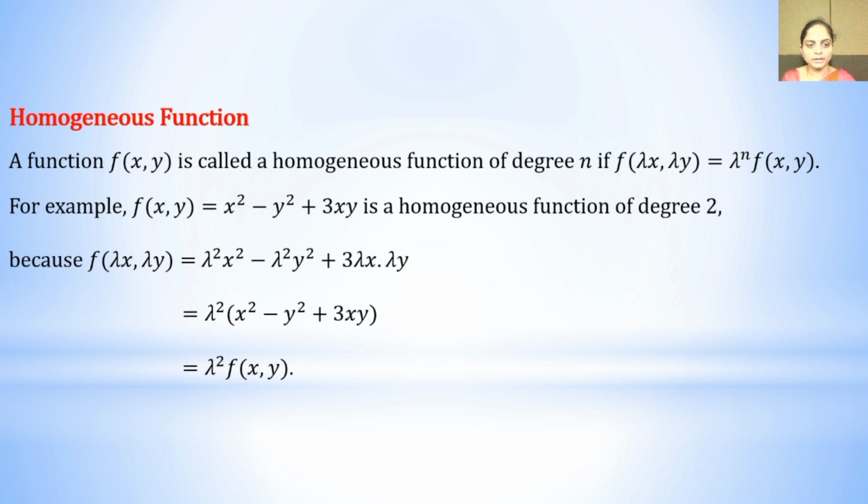Remember that in this example f of xy is equal to x square minus y square plus 3xy, the degree of each term, that is degree of x square is 2, degree of y square is 2 and degree of 3xy is 1 plus 1, that is 2. So degree of all these terms is the same. So this function is called a homogeneous function of degree 2. It means that a function in which the degree of all the terms are the same is called a homogeneous function.